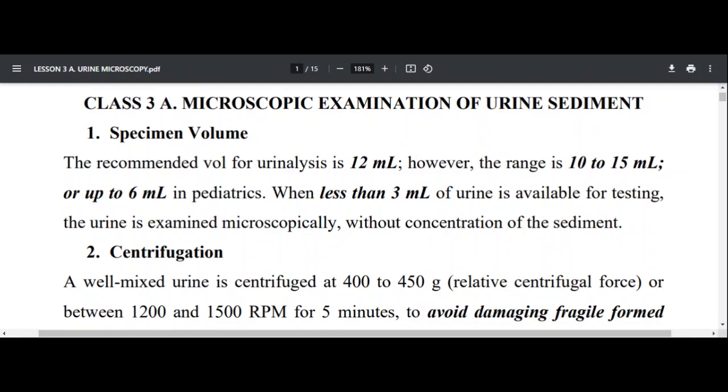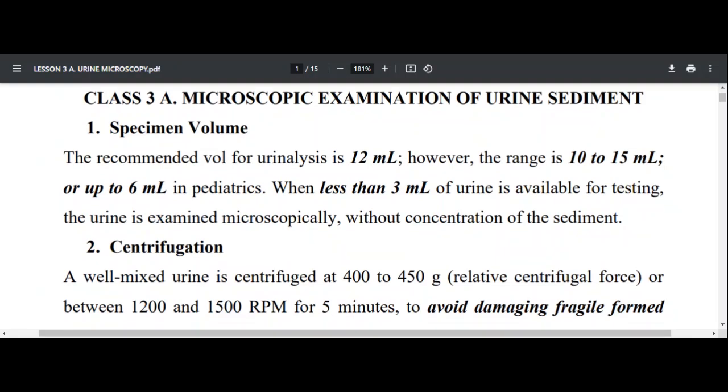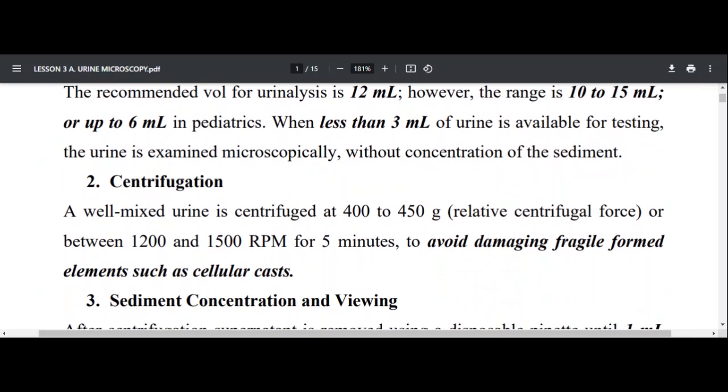Okay, so centrifugation of urine. First of all, you have to mix the urine well, and you centrifuge the urine at 400 to 450 G, or relative centrifugal force, or between 1,200 and 1,500 revolutions per minute, for 5 minutes, to avoid damaging the fragile formed elements, such as urinary casts or cellular casts in urine.